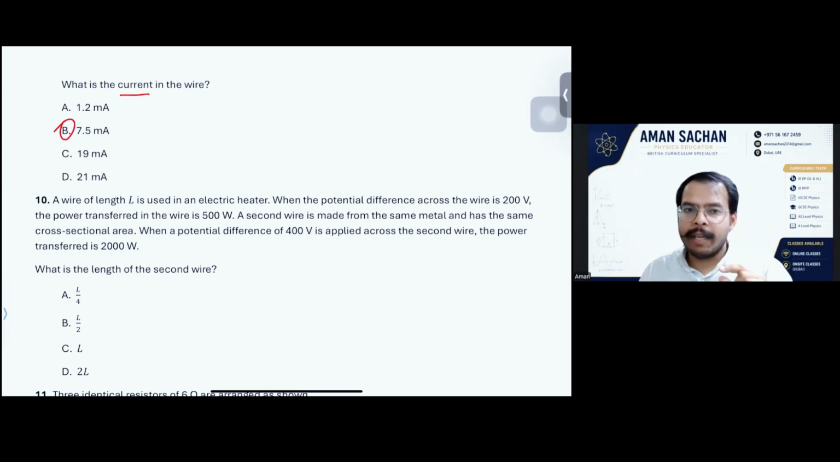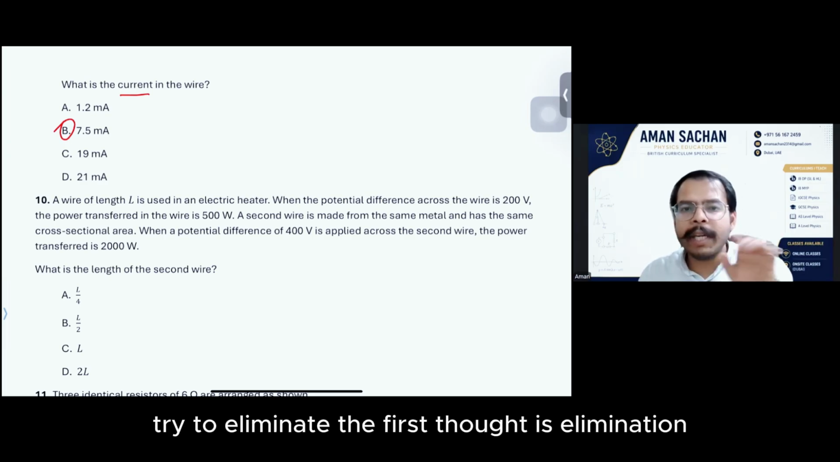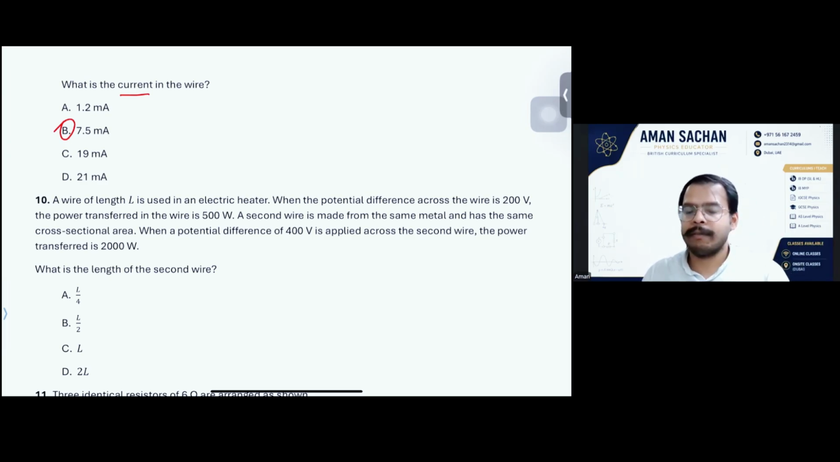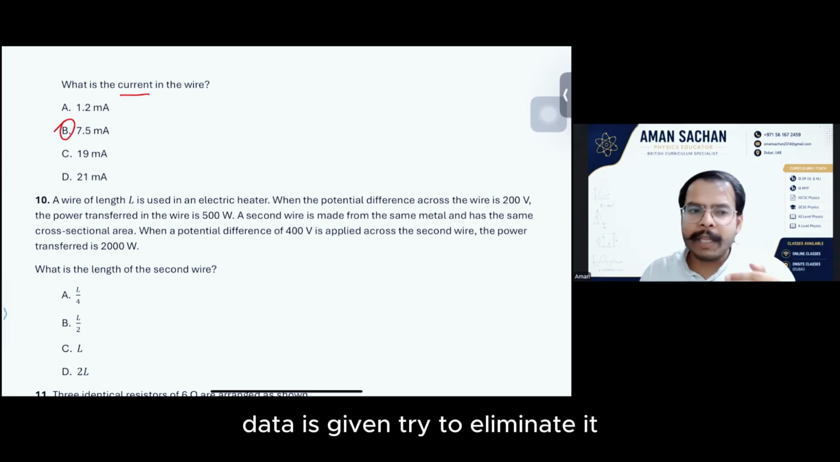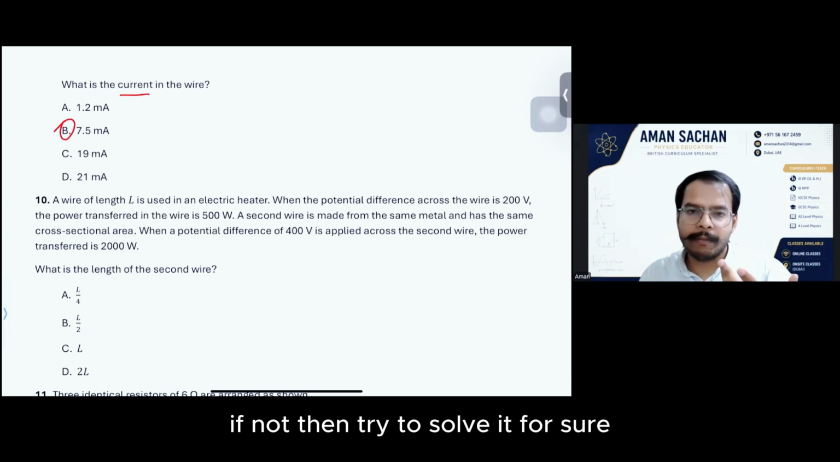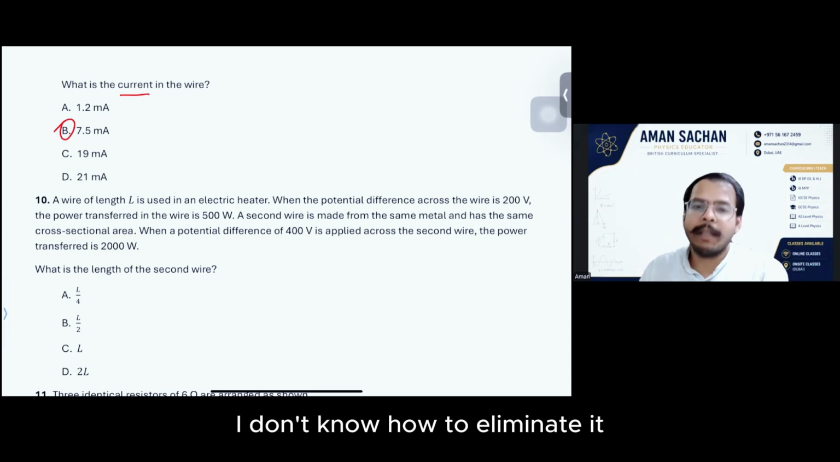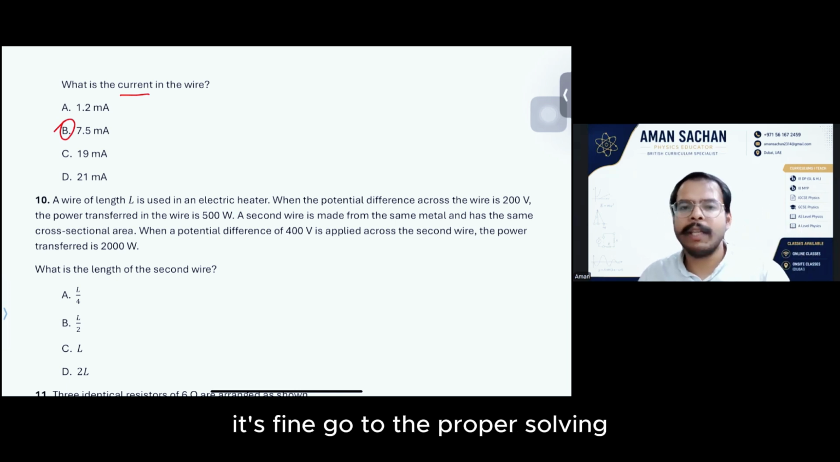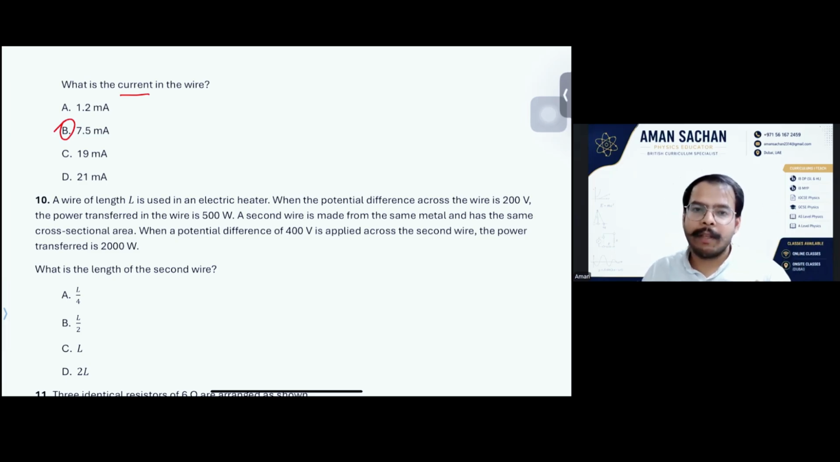Do everything. And in MCQs, there is one more thing which I need to discuss. Try to eliminate. The first thought is elimination. Whenever more data is given, try to eliminate it. If not, then try to solve it for sure. Like this ninth question, I don't know how to eliminate it. So okay, no worries, go to the proper solving. But that bird example, we could have eliminated it.